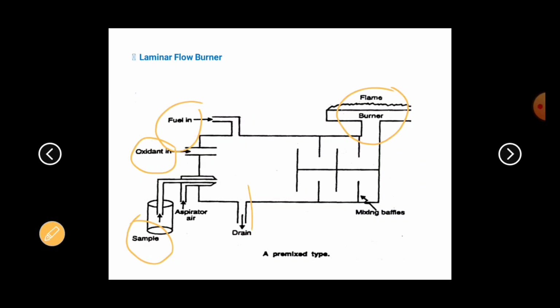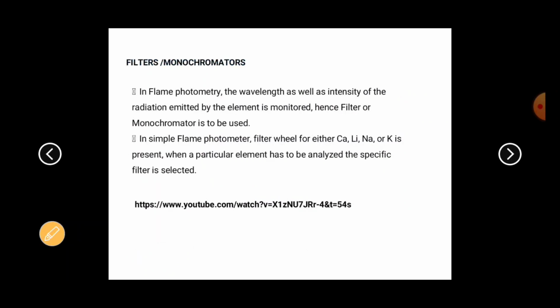Atomizer is a device that produces a fine spray from a liquid. Also, it produces a homogeneous spray. So, it is used here. Next, coming to the filters or monochromators. In flame photometry, the wavelength as well as intensity of the radiation emitted by the element is monitored. Hence, filters or monochromators are used.